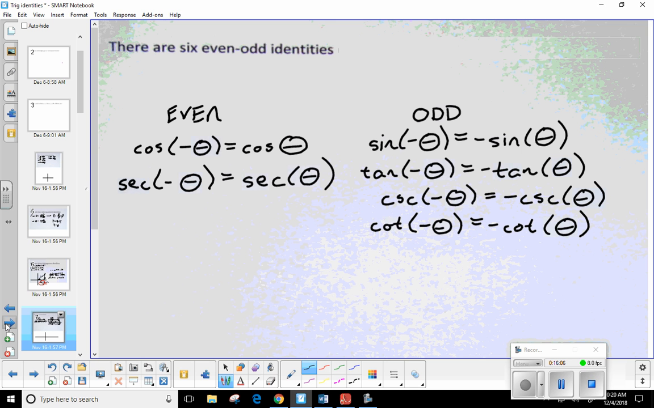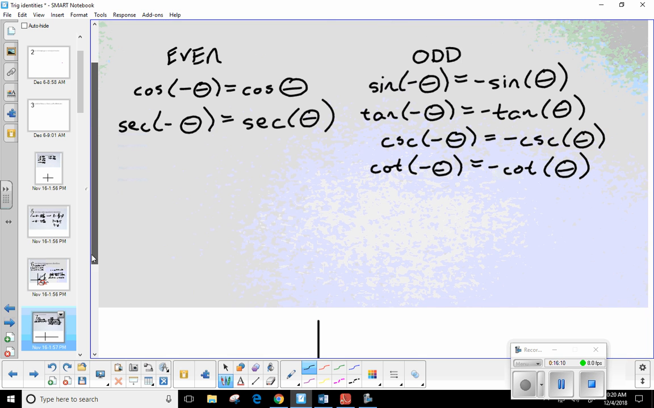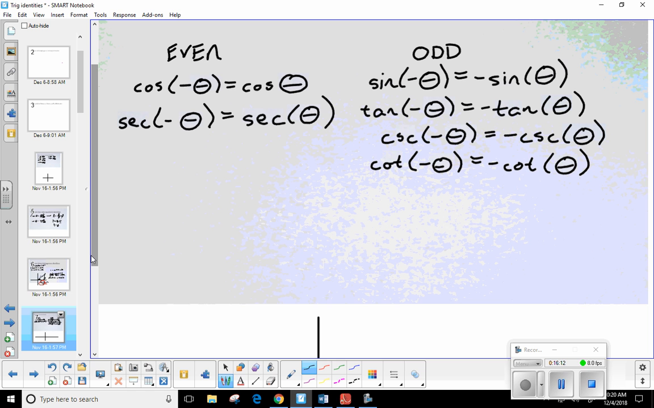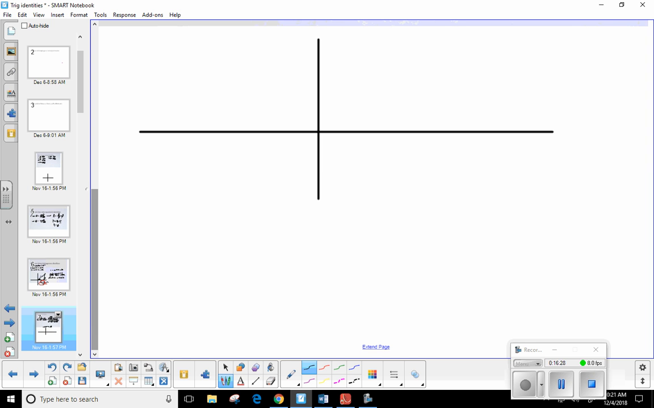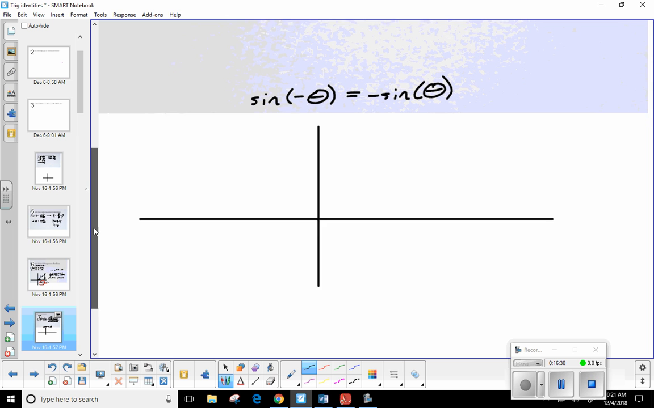All right. Okay, so I'm going to go ahead and show you one of these graphically. In fact, let's go ahead and take the first odd function. Sine of negative theta equals negative sine of theta. So some of these we're not going to do algebraically. I'm going to show you graphically because that is the best way to see it.